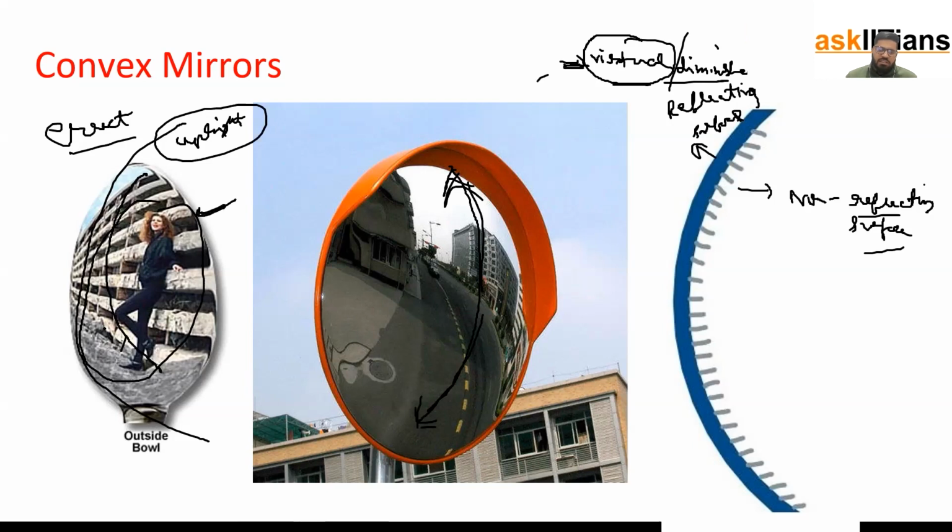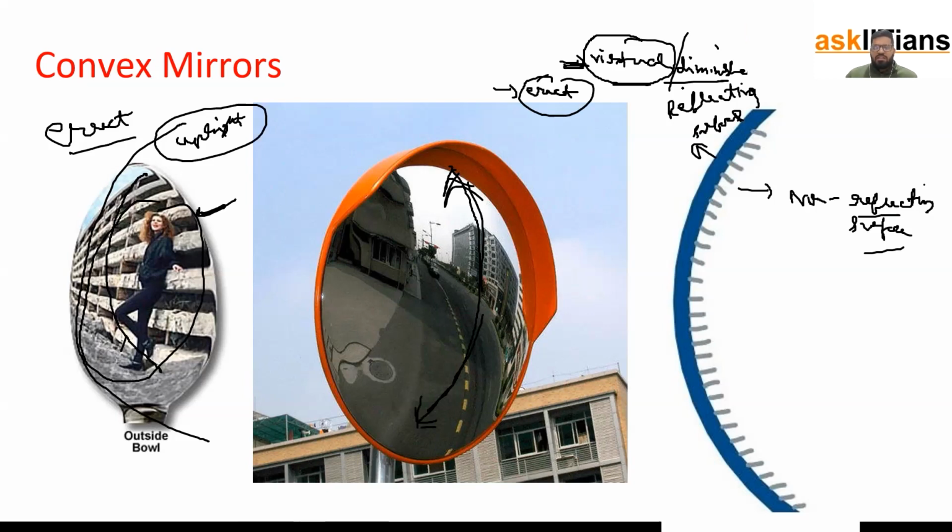So that's why whenever you are observing this image of a girl, she is standing upright or erect. Why? Because it has a property, it will form a virtual, diminished and erect image. Virtual means rays actually not meeting. Diminished means smaller than the object, and erect means same orientation as the object. So these three are the properties of the image formed by convex mirrors.